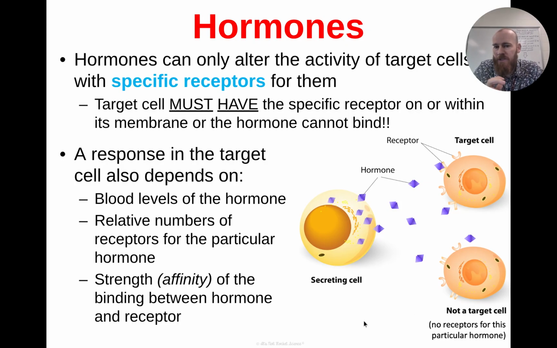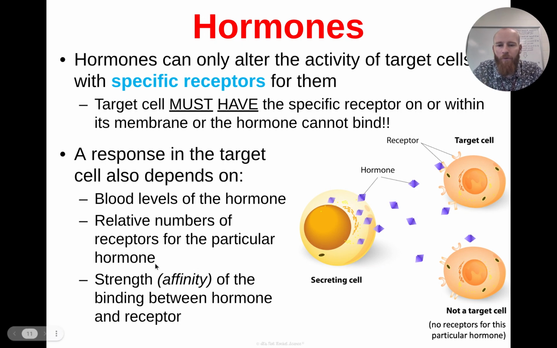okay? A response in the target cell will ultimately depend on a few things. Overall blood levels, so how much circulating hormone is there. Sometimes it requires a certain threshold in order to actually accept those hormones onto those receptors. You also have the relative number of receptors on a particular cell for a particular hormone, right? So that's to say that if I only have a few receptors, but I've got all this circulating hormone, that individual cell will only take in a few of those chemical messengers, okay? Cells with more receptors can take in more of that hormone and have a bigger response quicker, okay?